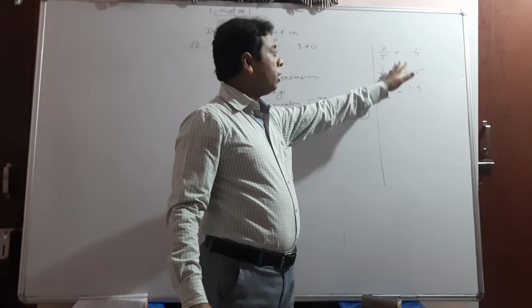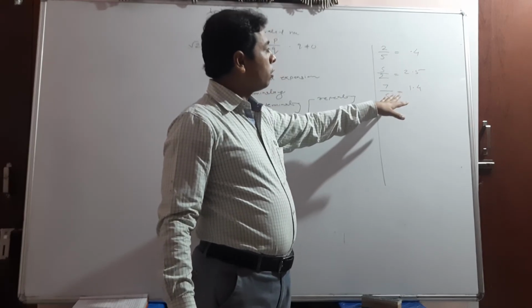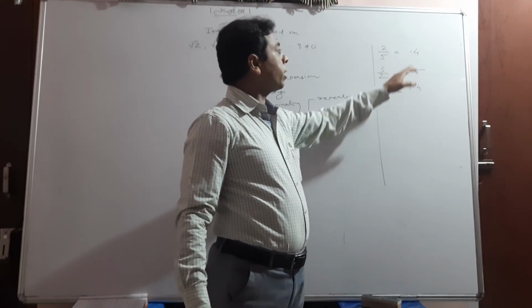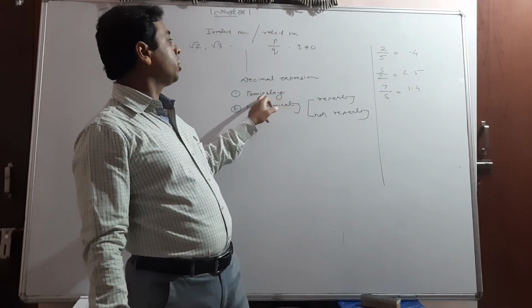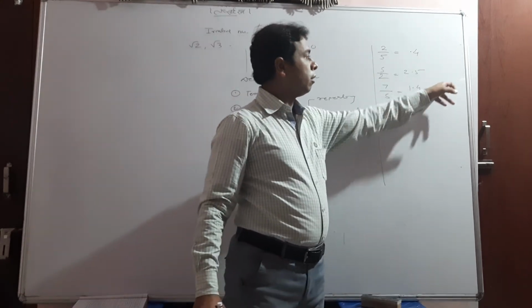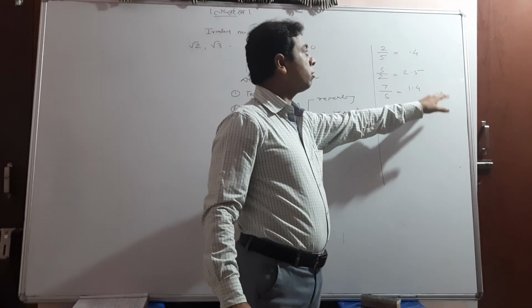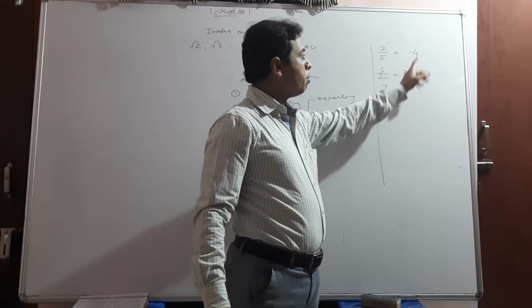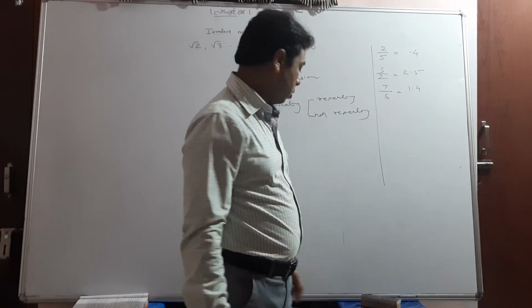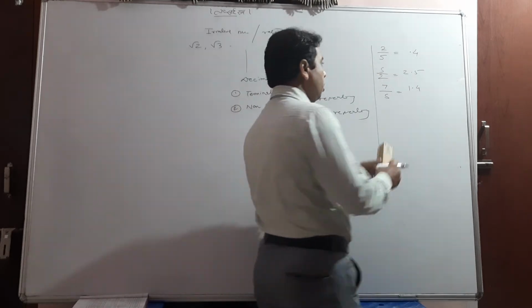All these rational number expansions are called terminating decimals, because they end with the remainder 0. Even though it has a decimal, it ends with the remainder 0. So these are terminating decimals.